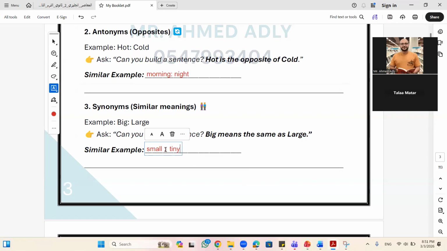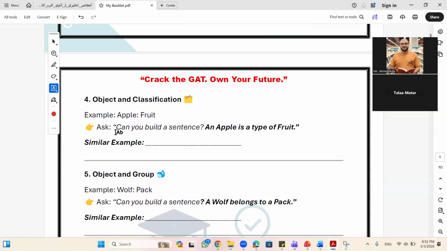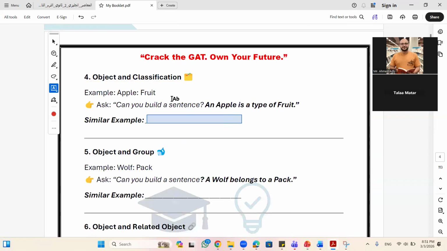Maybe tiny is a smaller degree, but anyway, it is small. All right, small and tiny. And number four, object and its classification, like an apple is a type of fruit. Like, for example, a kangaroo is a marsupial. Marsupials are animals that have pouches, that have bags. Can you give me an object and its classification?